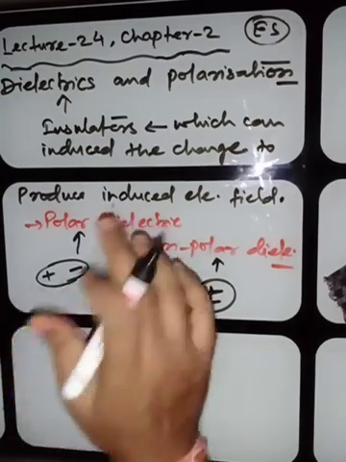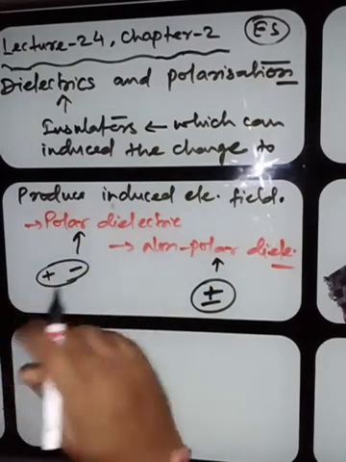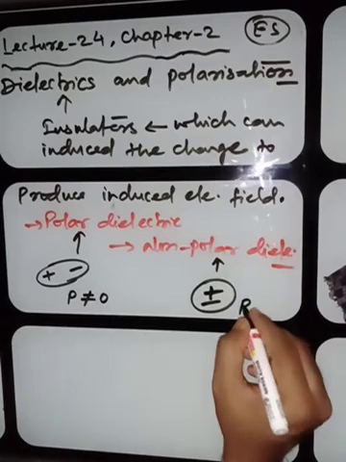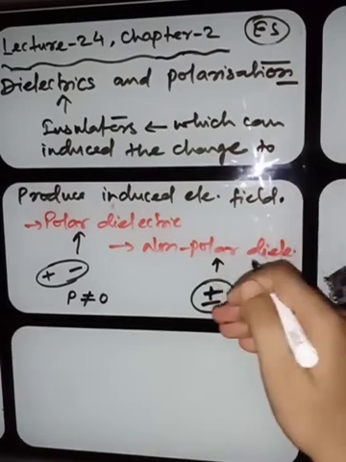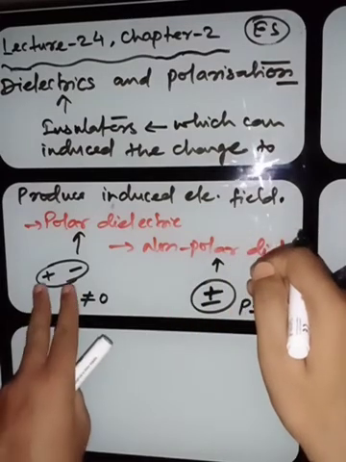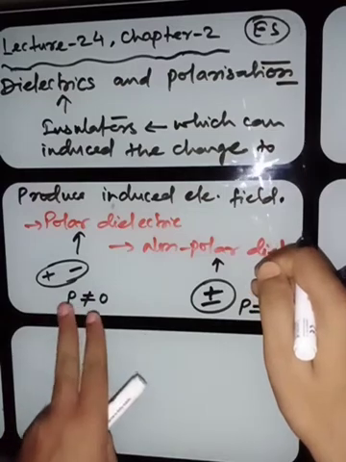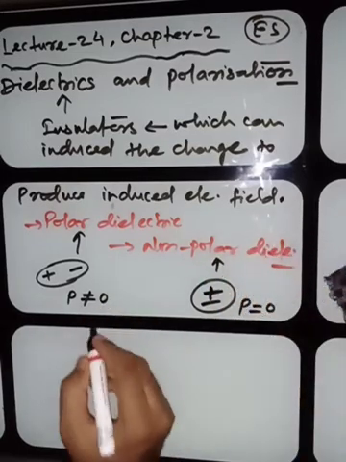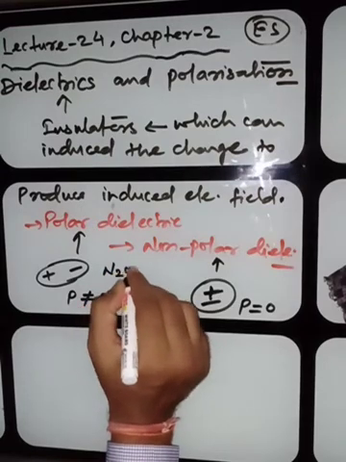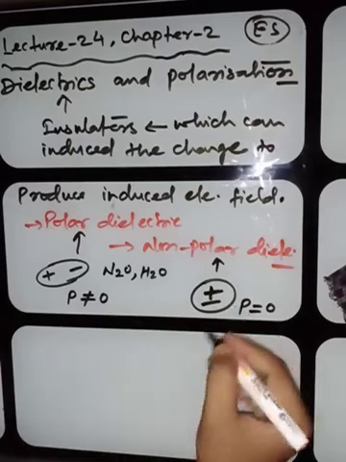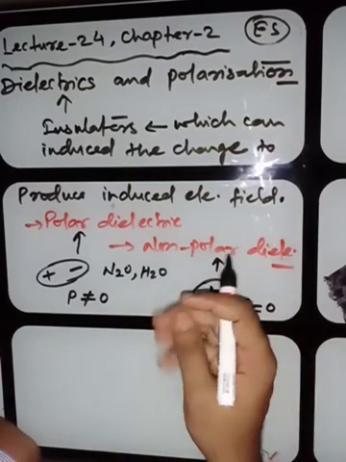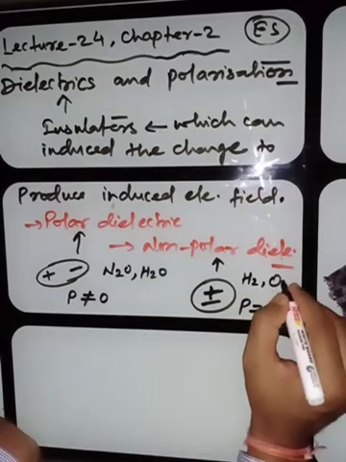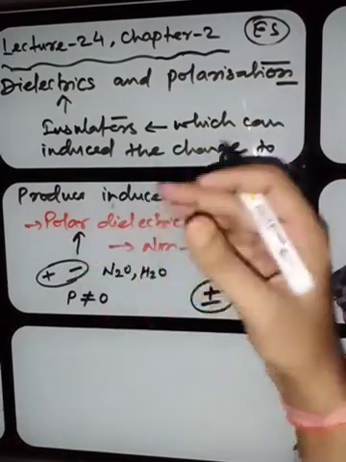For the polar dielectric, the centers of positive and negative charge do not coincide, so even in the absence of an electric field, it has some dipole moment. Of course, the dipole moment will not be zero here, but for non-polar it will be zero, because the positive and negative charge coincide. If they are separated, of course they will have some net dipole moment. Examples of polar dielectrics are N2O and H2O. For non-polar, you can take examples such as H2, O2, etc. There are a number of polar and non-polar dielectrics.